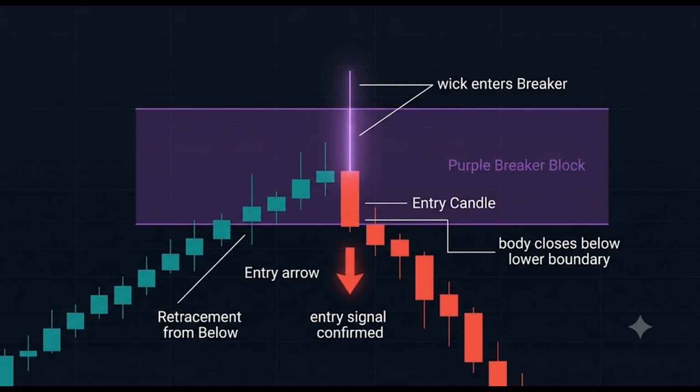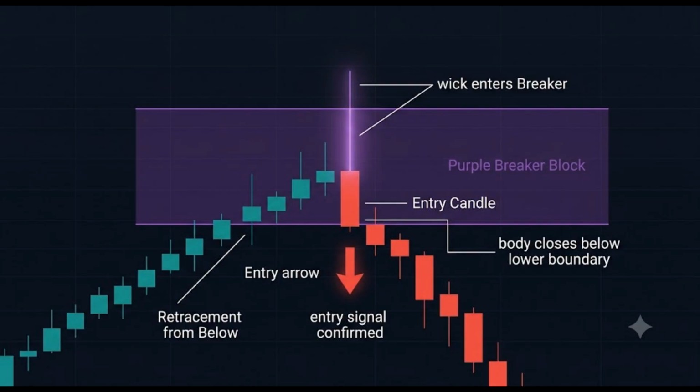The PA confirmation for a breaker entry is the wick through, body out pattern. This is the definitive rejection signal at a breaker zone. The candle enters the breaker with its wick, testing the zone, triggering any remaining orders at that level. Then the candle closes back out the way it came. The body closes beyond the breaker boundary, away from the zone.